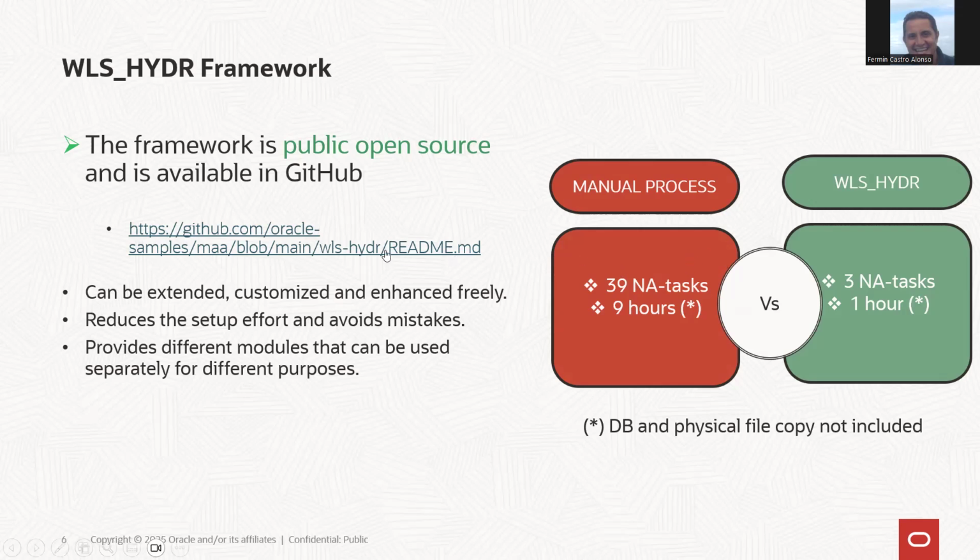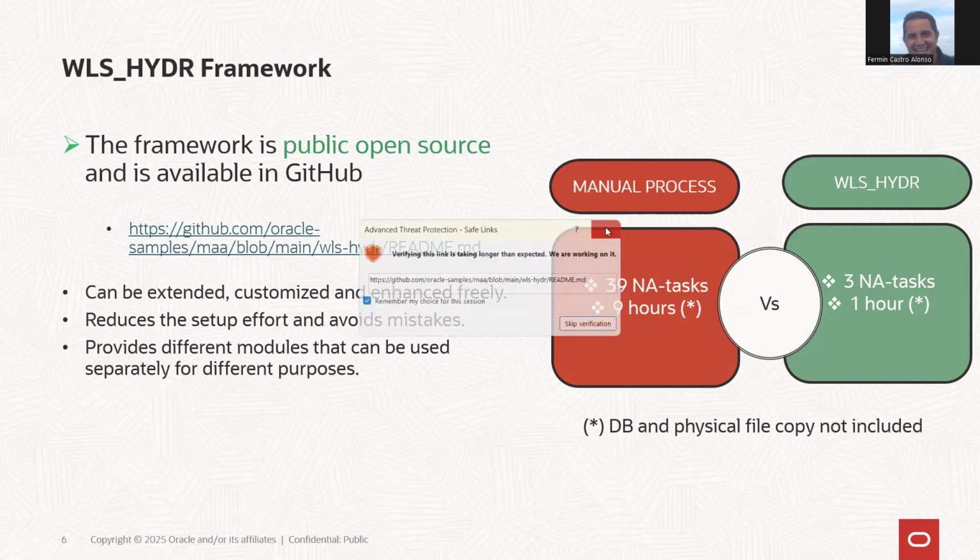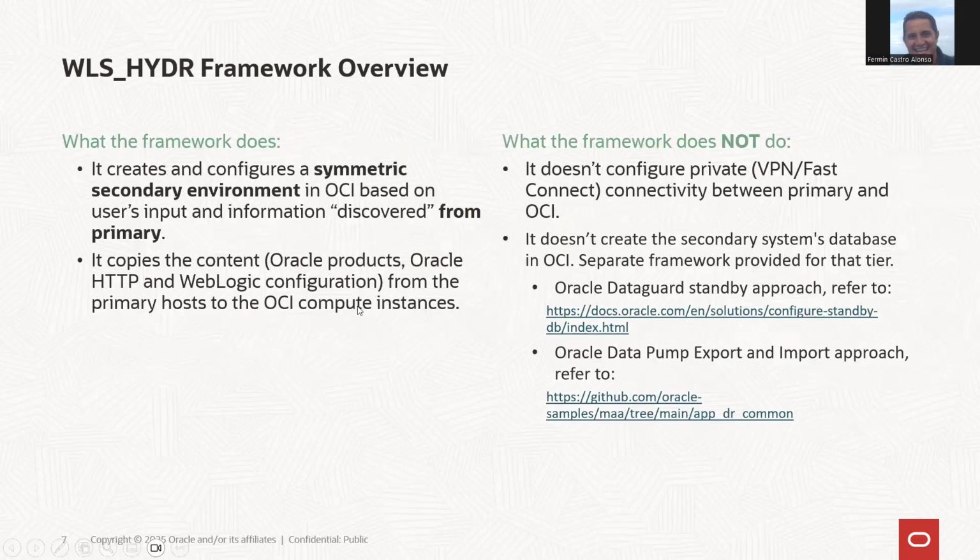Okay. Now, what does the framework do for you? What are the main things that the framework does? Well, as I said, it creates and configures a symmetric secondary for you based on the primary. It connects to primary, discovers it, and creates a secondary for it, replicating everything as you have it in that primary. And this is one of the key aspects of the framework as well.